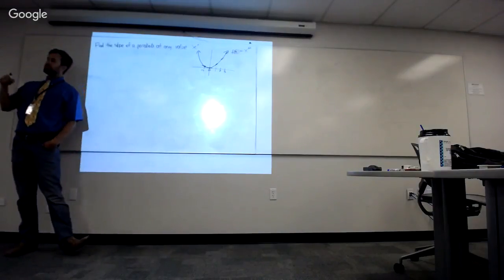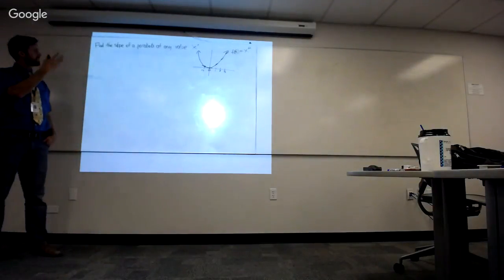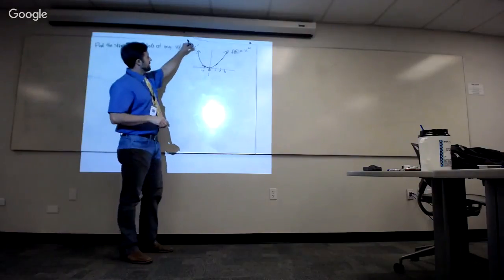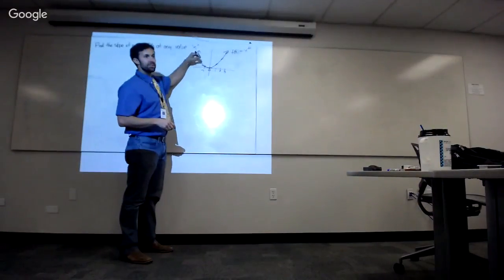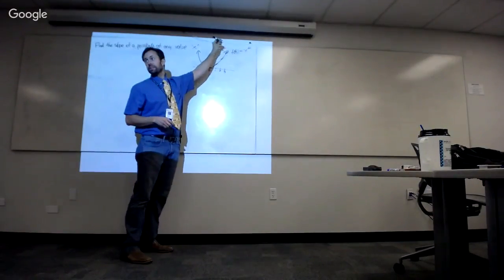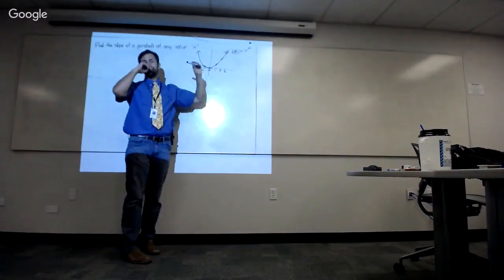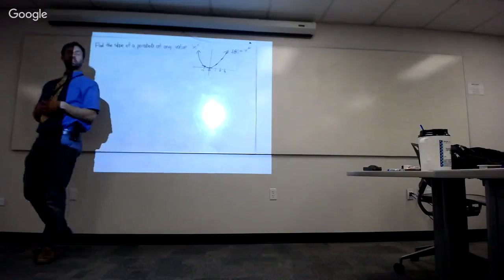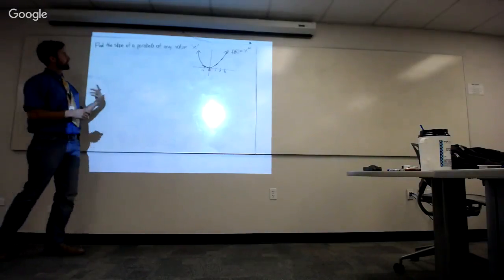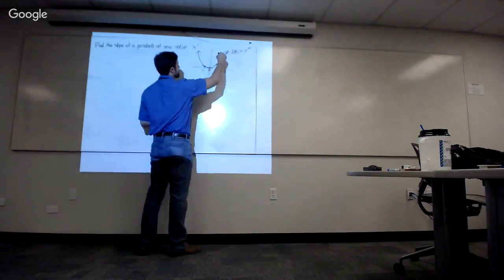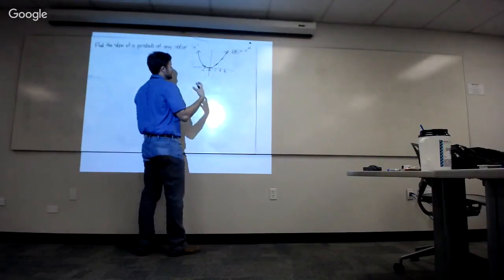So how many different answers are there to find the slope of a parabola? I mean, the slope is literally different at every single point. And how many points are there on a parabola? Infinitely many. Right? So this is a big question. Find the slope of a parabola at any value of x. So any point on the graph you choose, it's going to be different.